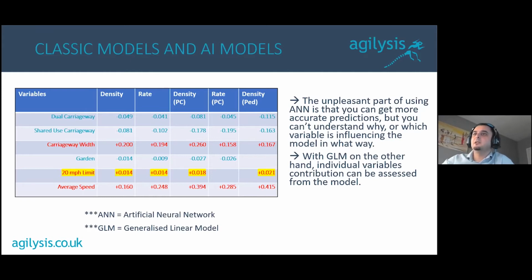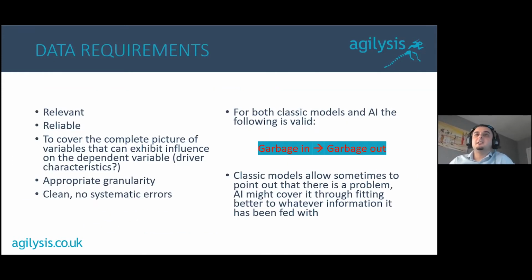You can see individual variables' contribution in the model, and you can spot where maybe it's a warning that you might need more data. With an ANN, you can get better, more accurate prediction, but you can't understand why, which variable is influencing the model, and in what way. And this is really important.